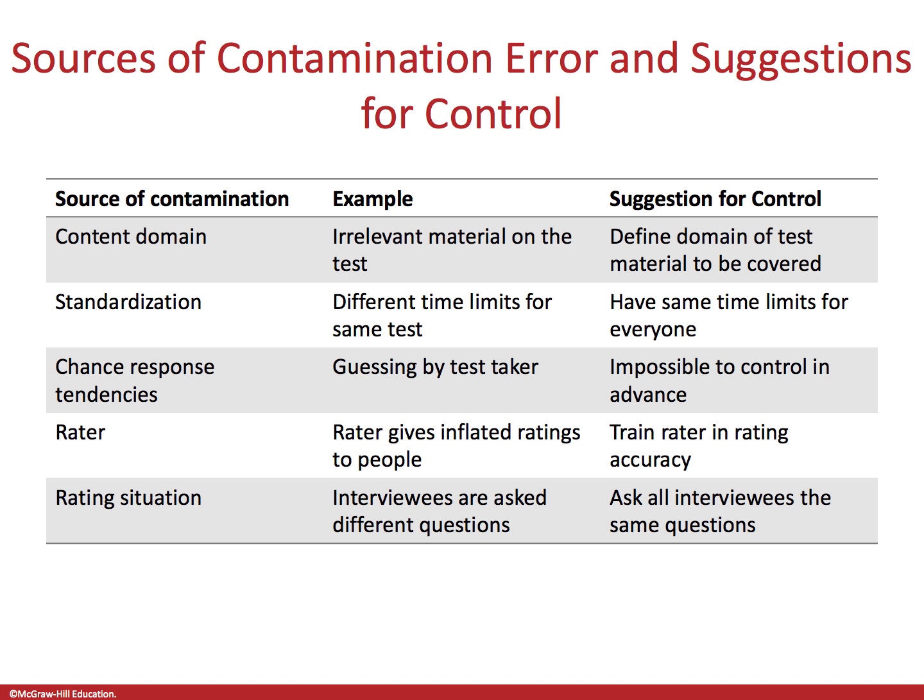Digging a little deeper, here are some ways contamination error can sneak into your results. Content domain means there's something unrelated to your attribute on the test. Standardization means the conditions for taking the test are not consistent. Chance response tendencies are the results of test takers guessing the answer. Rater means a rater rates people higher or lower than they should. Rating situation itself means different measures are used by raters, like asking interviewees different questions. That's why formal interviews with trained interviewers asking the same questions helps with more reliable interview results.